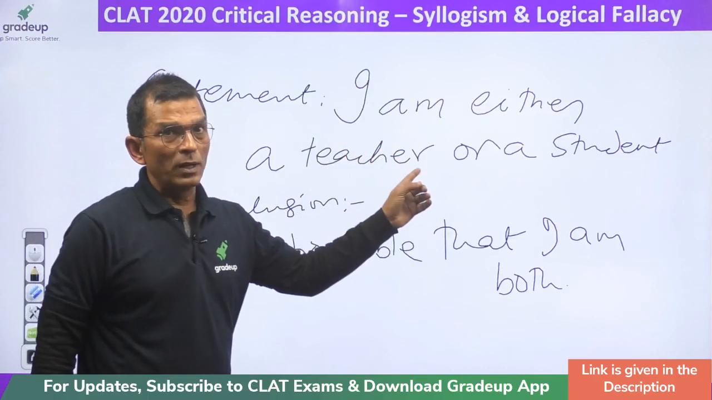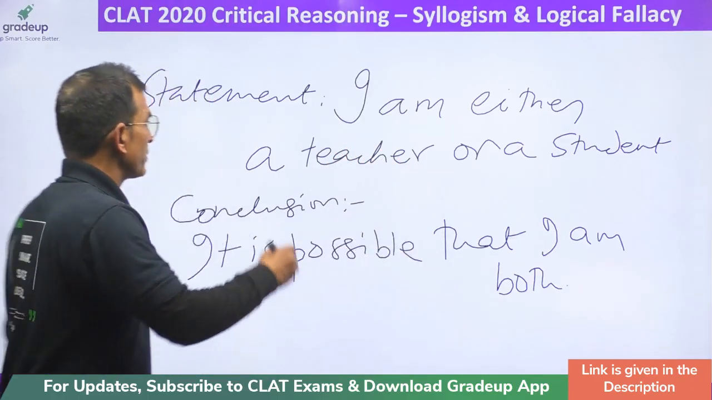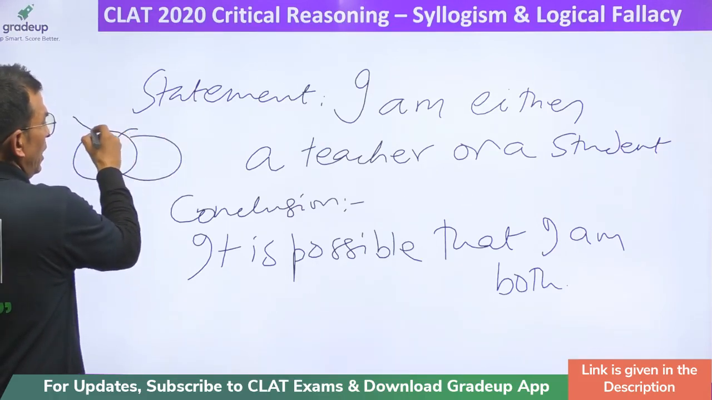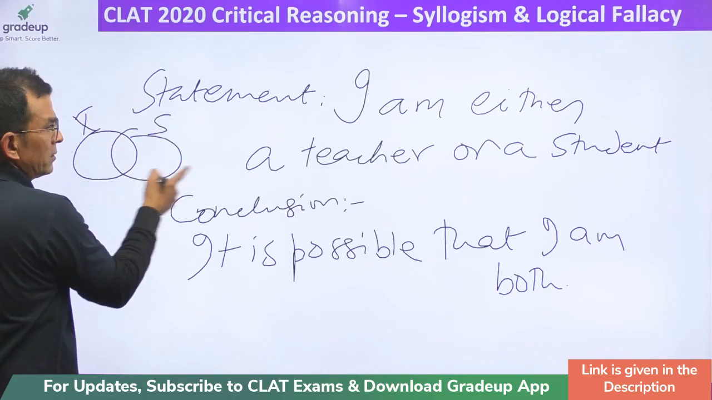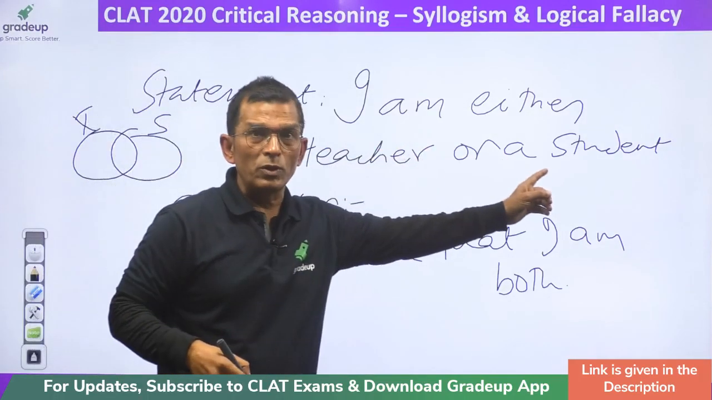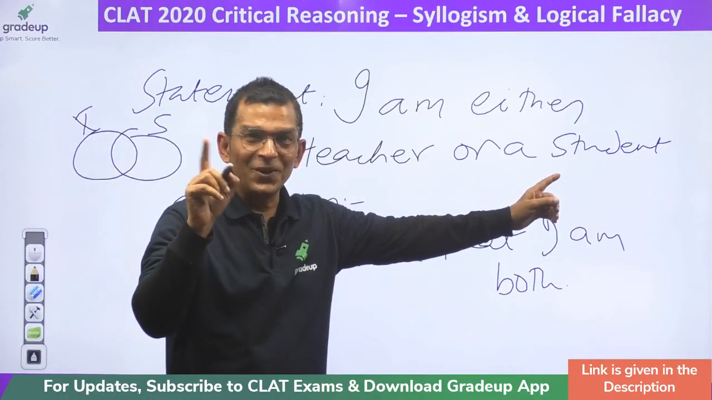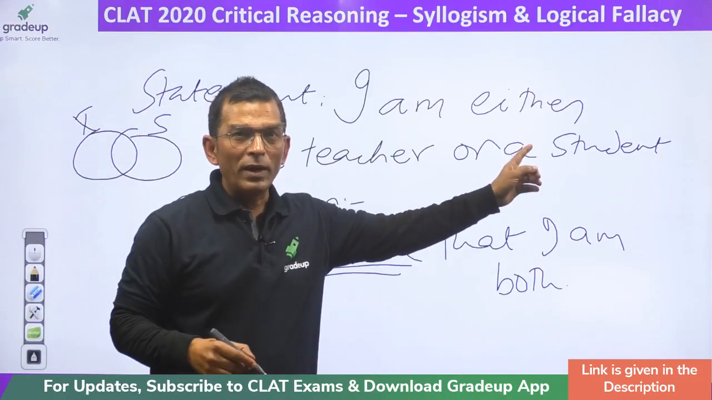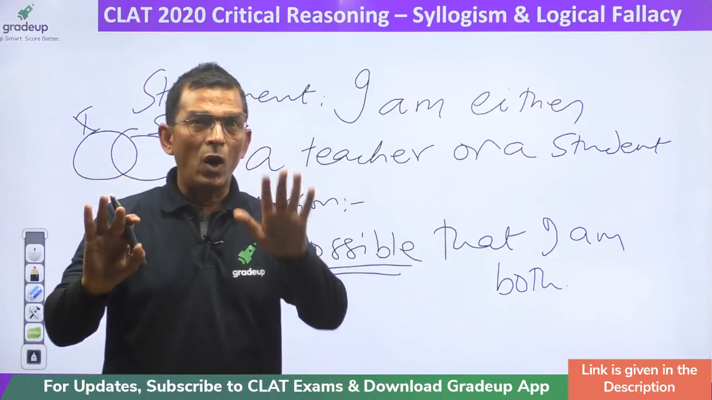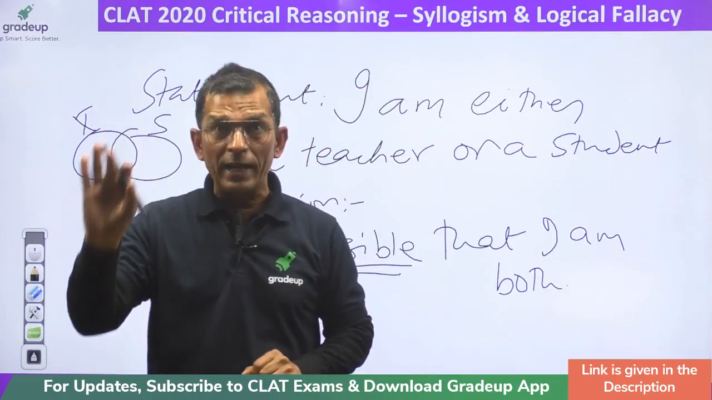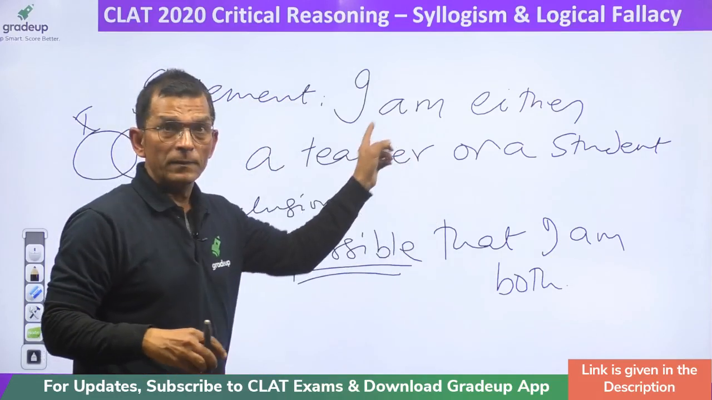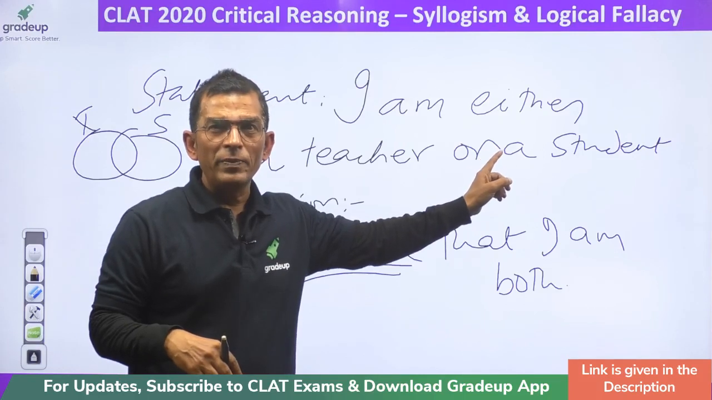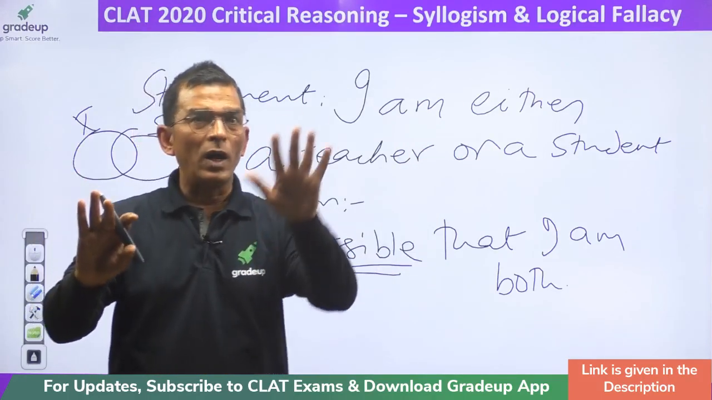It is possible that I am both. Is only one diagram possible here? You can think about this, Sanskriti. I am either a teacher or a student. Okay, this is also possible. I am not saying that if I am a teacher, I am not a student. No, Akash, look at this word. What did I tell you? I'm X or Y. I did not tell you that if I'm X, I am not Y. Is that the statement? What does the statement say? It says, I'm this or I'm this. I could be both.